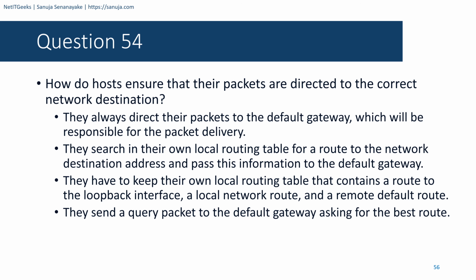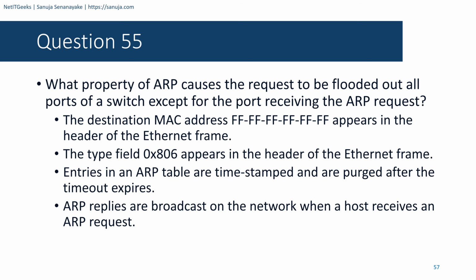So how do the hosts ensure that the packets are directed to the correct network destination? The answer to this question is they have to keep their own local routing table that contains a route to the loopback interface, a local network route, and a remote default route. So that's the answer to this question. Question number 55.